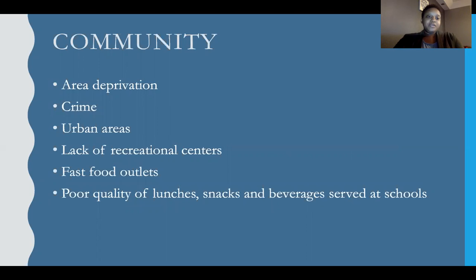In the community, things like the deprivation of the area, crime, urban areas, lack of recreational centers in the community, the prevalence of fast food outlets, and in the schools, poor quality of lunches, snacks, and beverages being served can contribute to obesity in children.